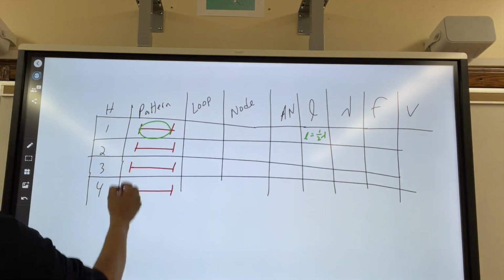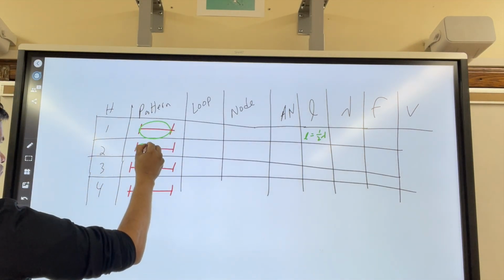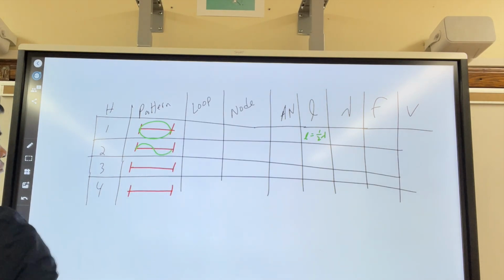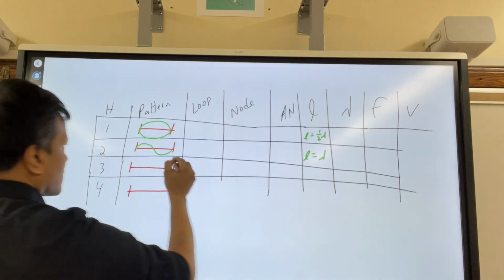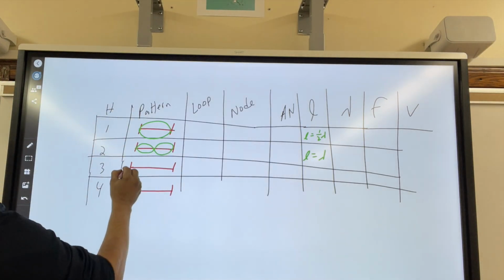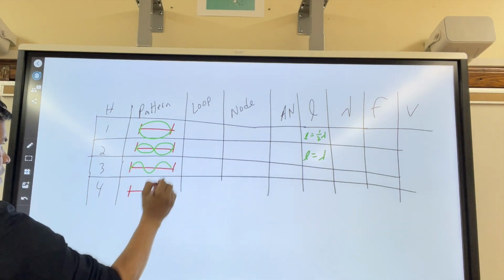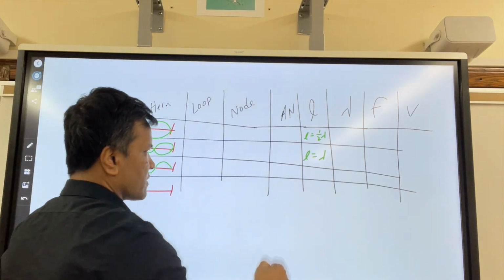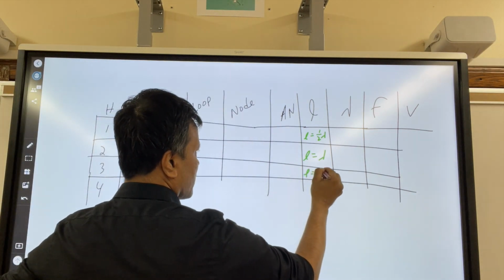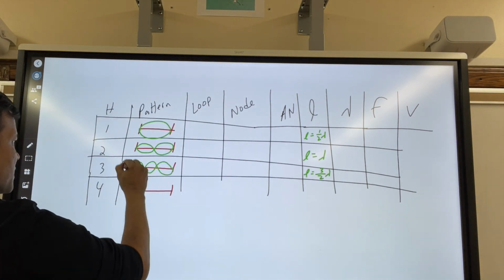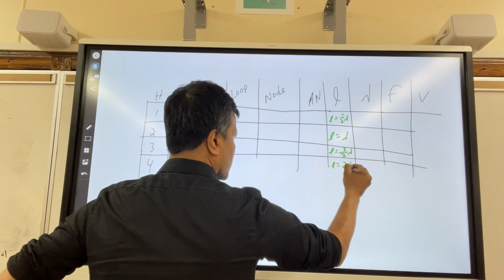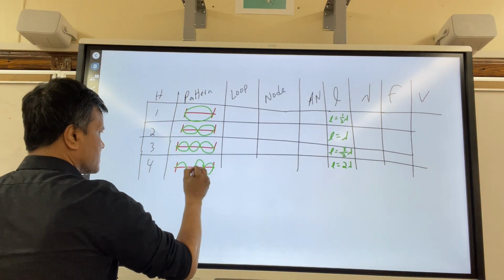Okay, the second harmonic is just a wavelength. L is a wavelength. It's a bounce back, don't forget that. This is 3 over 2 wavelength, right? Okay, don't forget that this is a bounce back. 2 wavelength. Okay, good. Don't forget this bounce back.